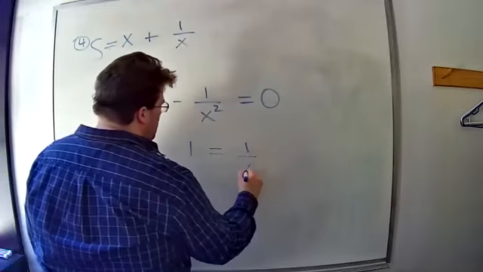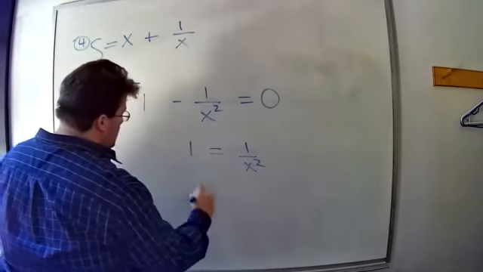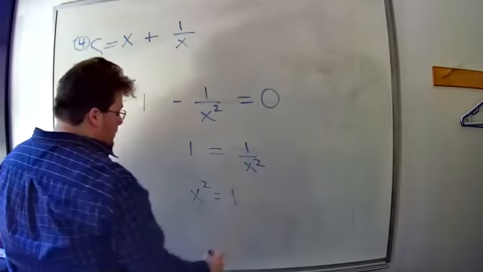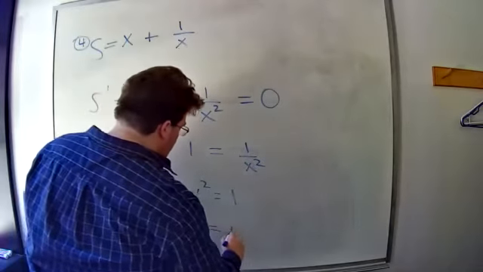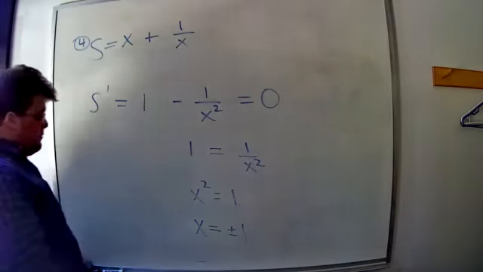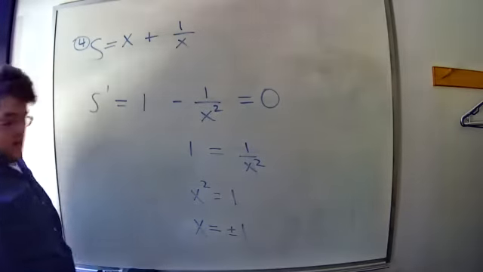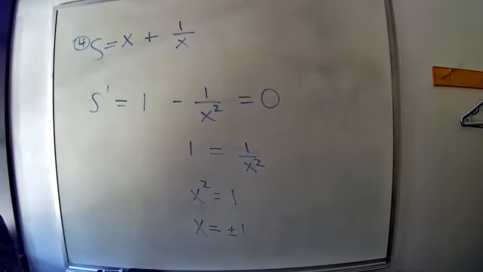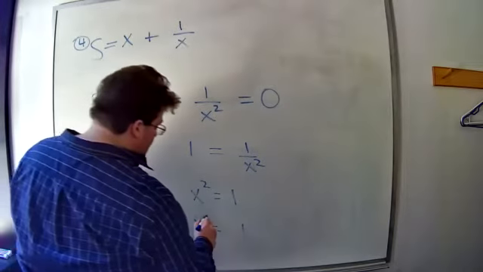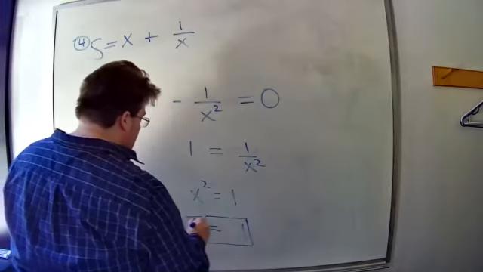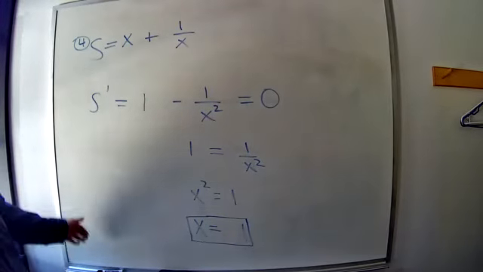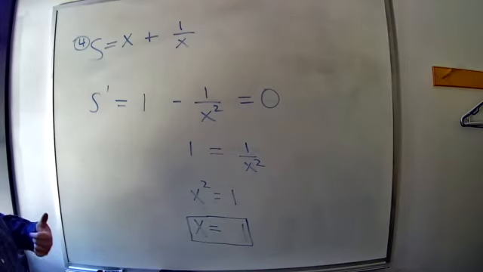Where does it equal 0? When 1 equals 1 over x squared. When x squared equals 1, multiply both sides by x squared. Take the square root, and you get x equals positive or negative 1. But again, the directions say find the positive number, so we don't even have to think about negative 1. So I'll just say here, we have x equals 1. Any questions about finding our potential value?